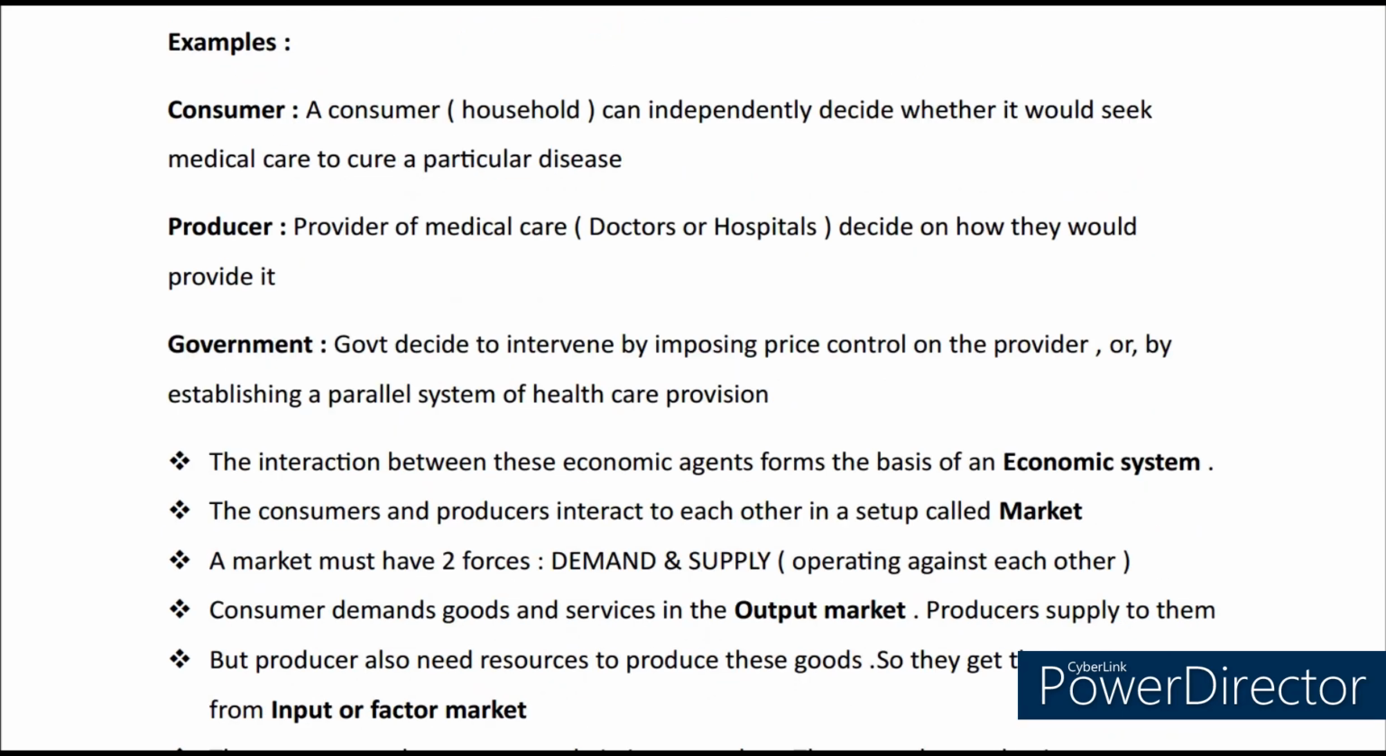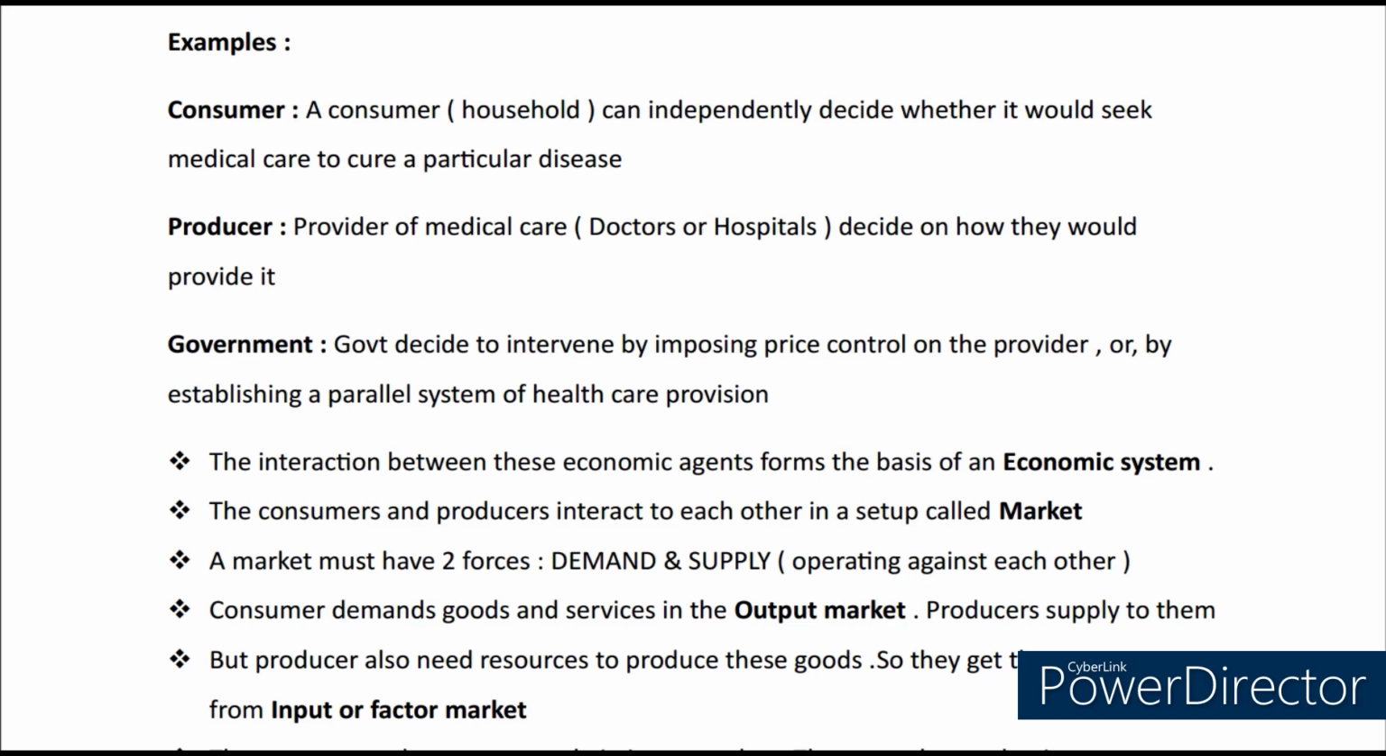First is a consumer, that is nothing but the household, can independently decide whether it would seek medical care to cure a particular disease. Whereas a producer, that is nothing but the provider of medical care, which include doctors or hospitals, they decide on how they would provide the service to the consumer, right? And the last is a government, and the government decide to intervene by imposing price control on the provider, that is nothing but the doctor or hospital, or by establishing a parallel system of healthcare provision.